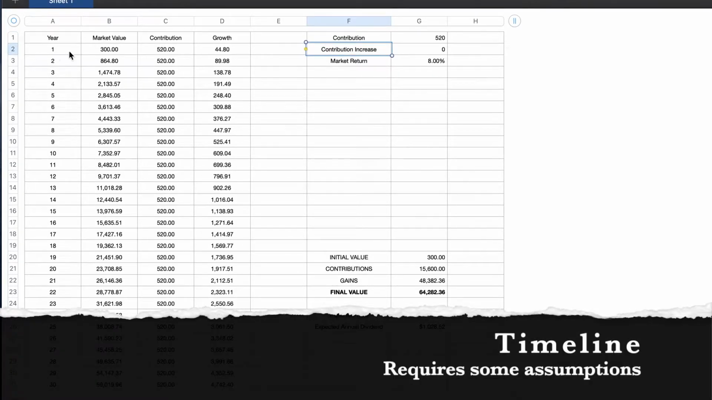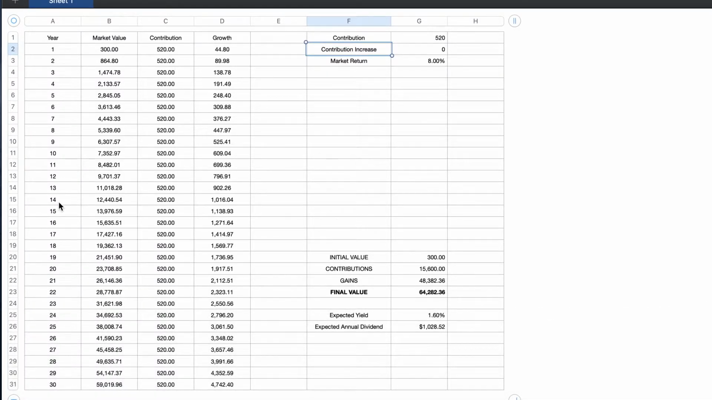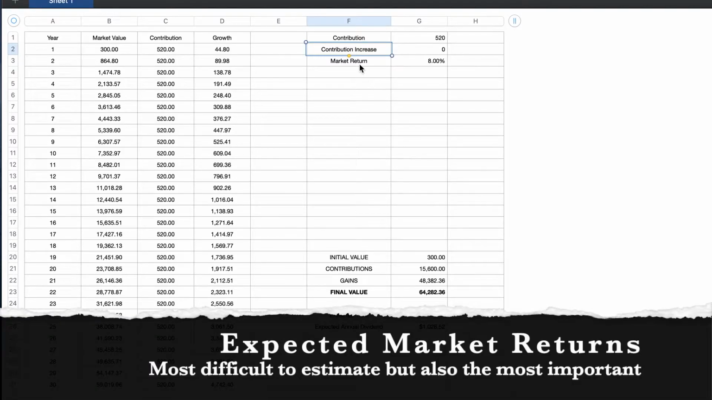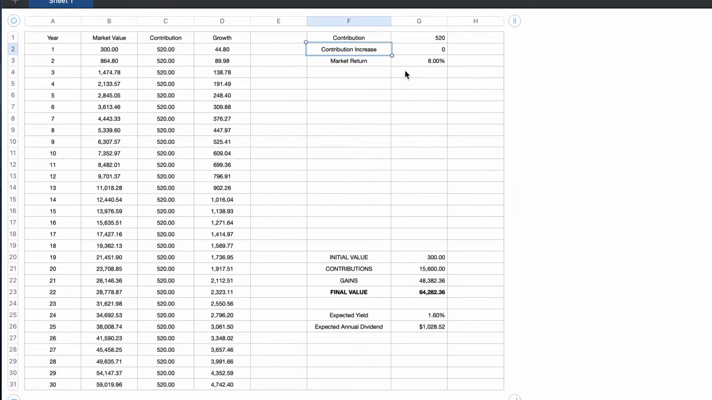Third variable is your timeline. This is another variable that requires an assumption, but is still reasonably simple to estimate. If you're estimating your retirement portfolio, you can use the difference between your current age and the anticipated retirement age. Your timeline will also play a role in estimating the expected market returns, but more on that later. The last variable in our forecast is the market return. This is the most difficult assumption to make. It'll play a pivotal role in the forecast, so it's crucial you make the right choice.